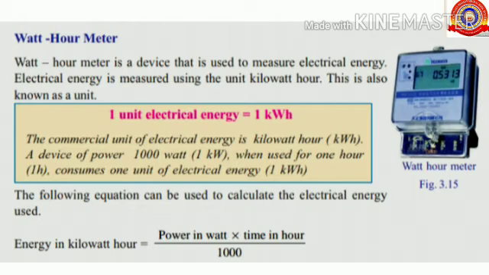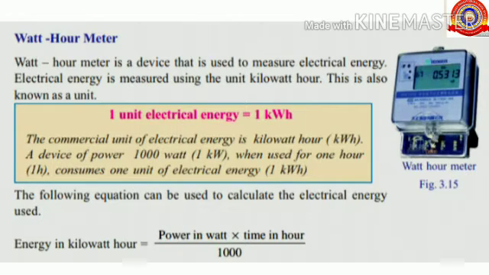So let's learn more about watt hour meter. Watt hour meter is a device which is used to measure electrical energy, and it is measured using the unit kilowatt hour. This kilowatt hour is also known as a unit. So let's learn what is a unit or 1 unit electrical energy. 1 unit electrical energy is equal to 1 kilowatt hour. That means the commercial unit of electrical energy is kilowatt hour.